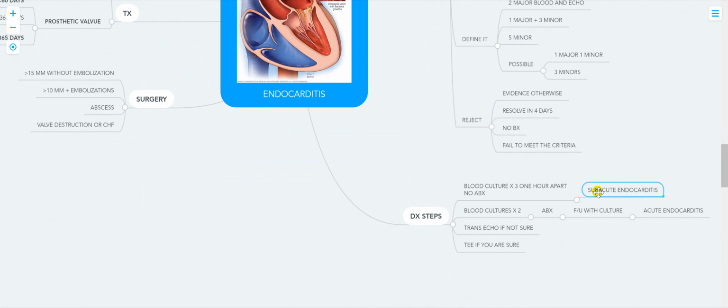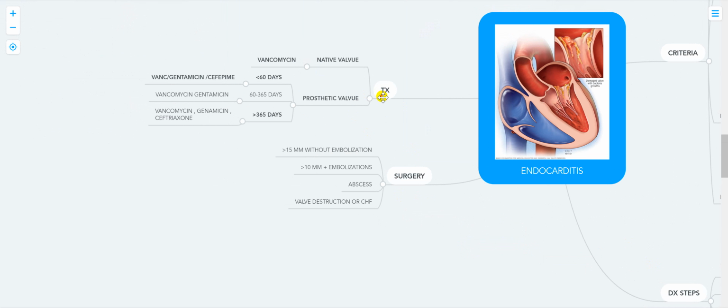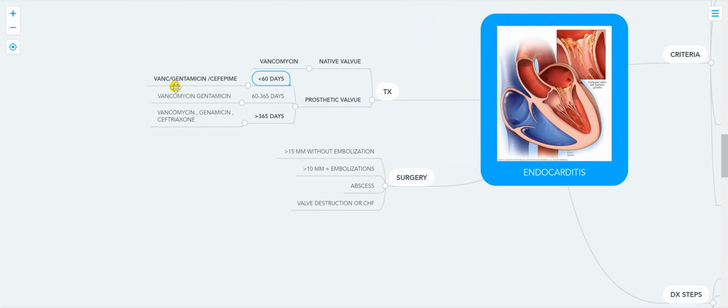What do you do if it's subacute? We do culture 3 times, 1 hour apart. If it's acute, you do culture twice and then antibiotics, and then you follow up with culture daily. Transthoracic echo if not sure, transesophageal echo if you are sure. Treatment, if it's native, vancomycin. If it's prosthetic, less than 60 days, vancomycin, gentamicin, cefepime. If it's more than 365, you replace cefepime with ceftriaxone. If it's 60 to 365, then vancomycin plus gentamicin.